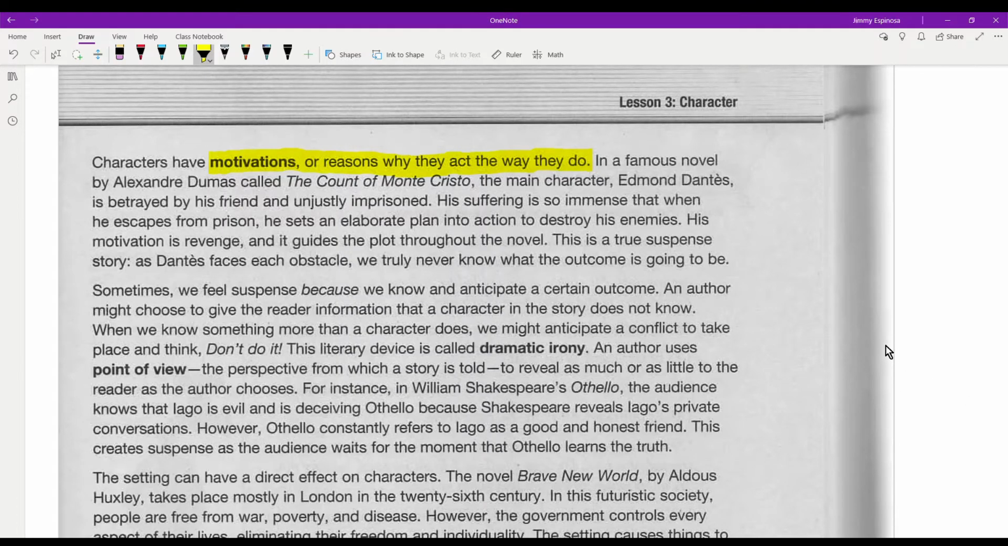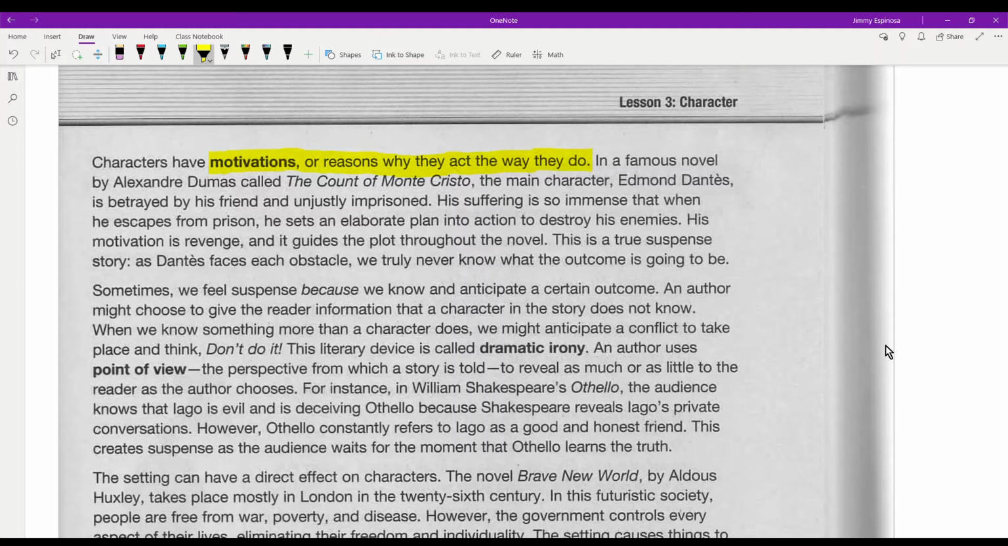In a famous novel by Alexander Dumas called The Count of Monte Cristo, the main character, Edmond Dante, is betrayed by his friend and unjustly imprisoned. His suffering is so immense that when he escapes from prison, he sets an elaborate plan into action to destroy his enemies. His motivation is revenge, and it guides the plot throughout the novel. This is a true suspense story. As Dante faces each obstacle, we truly never know what the outcome is going to be.